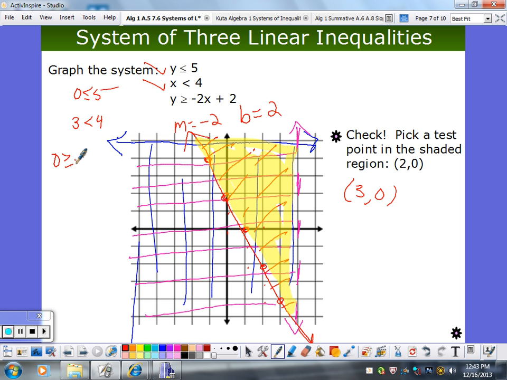Let's try this one. Is 0 bigger than negative 2 times 3 plus 2? Let's see, that's negative 6 plus 2. Is 0 bigger than or equal to negative 4? Yes. I'm in a good region. It's a nice way to just test that you picked the right region, because it can get confusing. All right, when we come back, I'd like you to work on these sides.